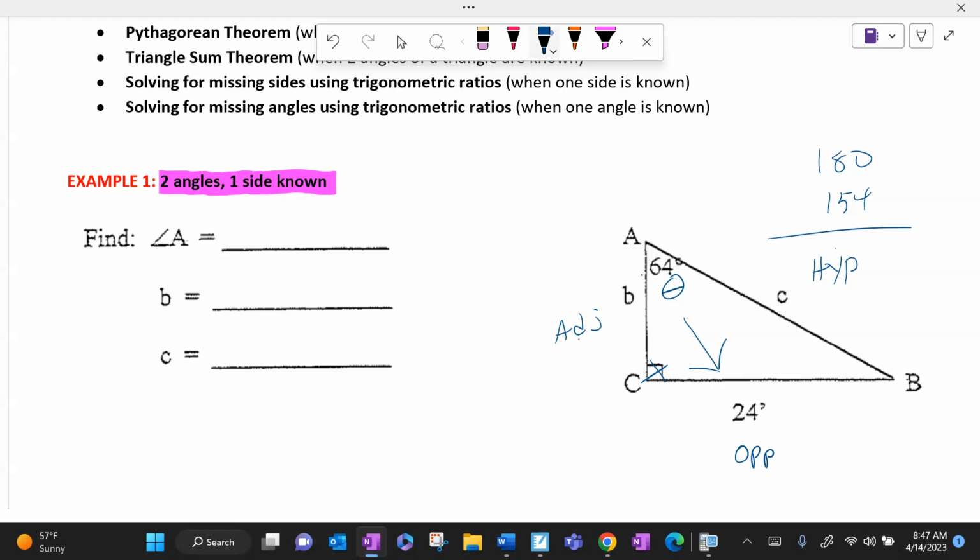Looks like, I think that's feet. That's what it's trying to indicate. But I don't see any other sides, so we can't do Pythagorean theorem. So by process of elimination, we really got to use trig here.